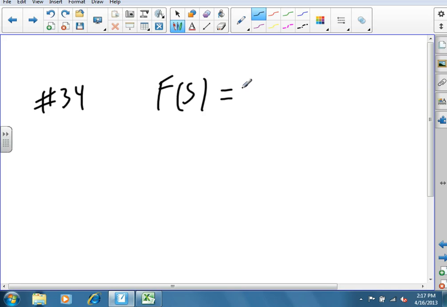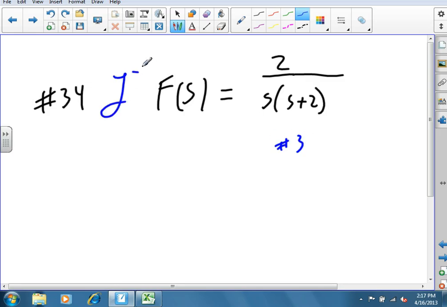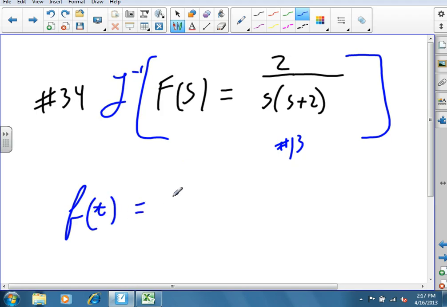F of s is 2 over s plus 2. All right, so now this begs the issue. First of all, do I have that in my book? And 13 is close. Yeah, I do. 13. So this is number 13. So if I take the inverse Laplace transform of that, I would get f of t is equal to 1.